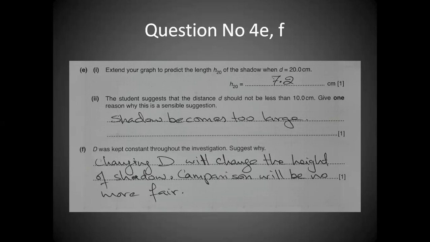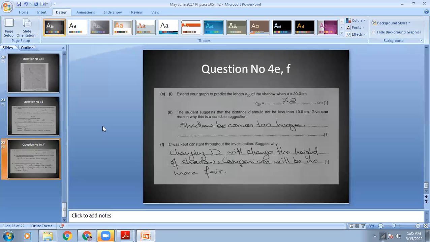D was kept constant throughout the investigation. Suggest why. Changing D will change the height of the shadow. Comparison will be no more fair. Okay. So if you change the D value, the shadow will become larger.